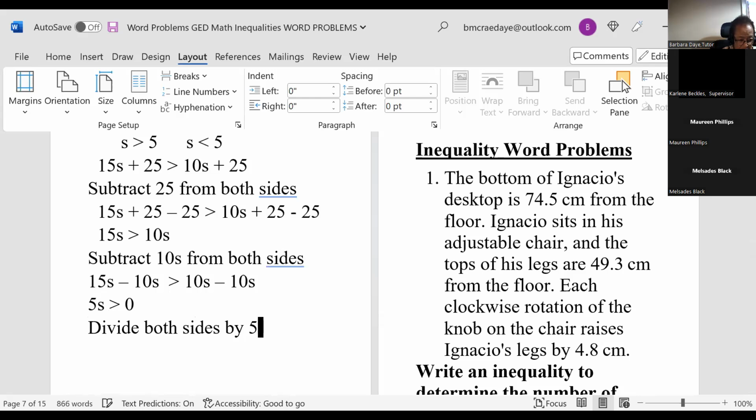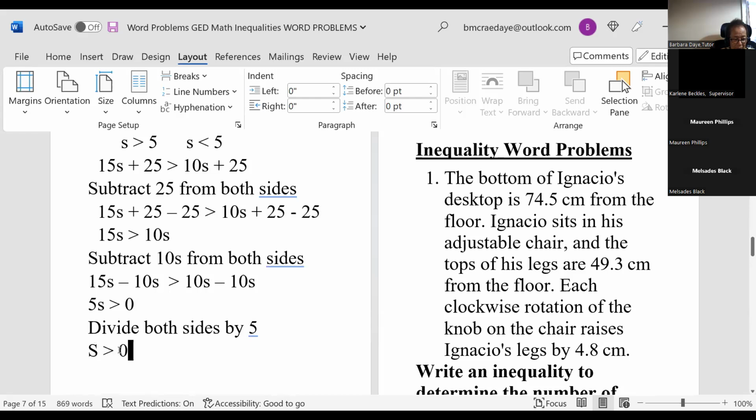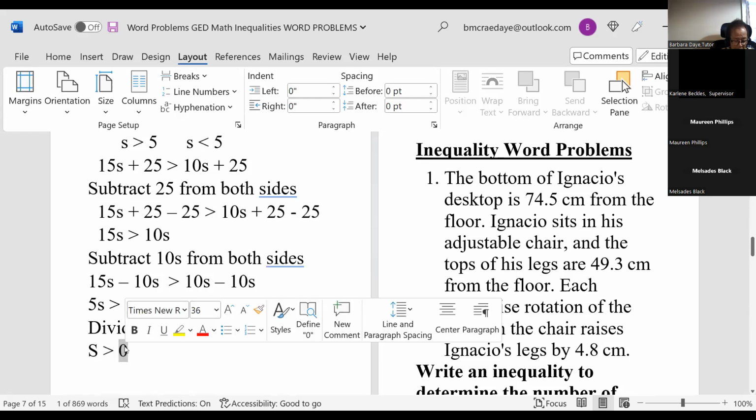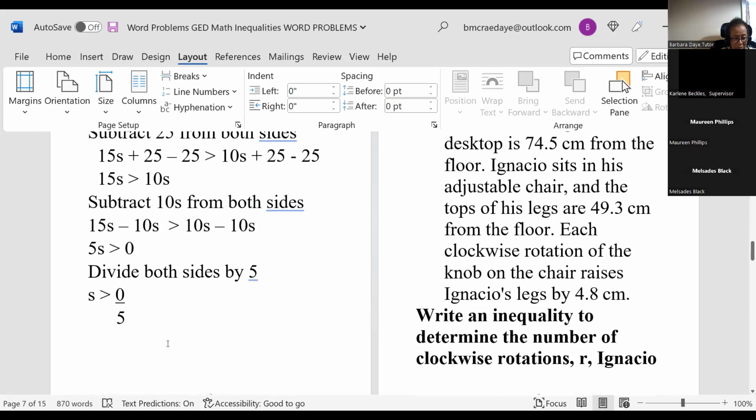You got it, Mercedes? Yes. That's not S plus 5 or S minus 5. That's 5 times S. So if you divide, you'll just get S greater than 0 divided by 5, right? And let's put the 5 underneath it. What's that equal to? That is equal to 0. 0 divided by 5 is 0.